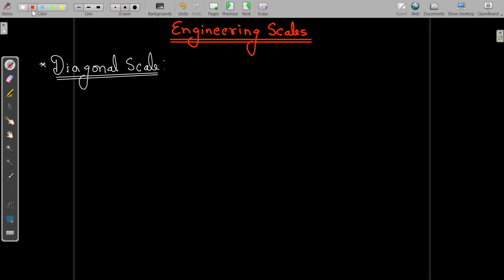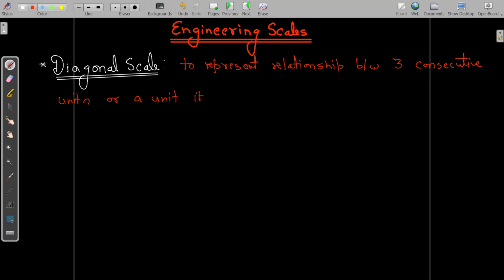So it is used to represent the relationship between three consecutive units, or a unit, its division and its subdivision.